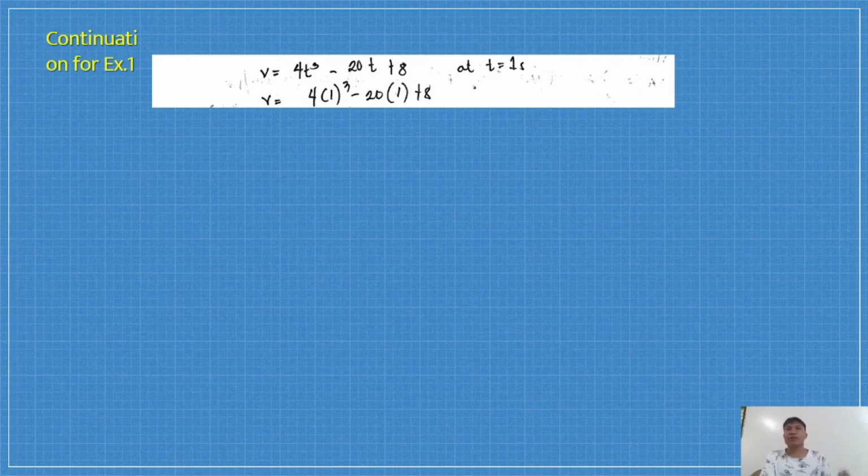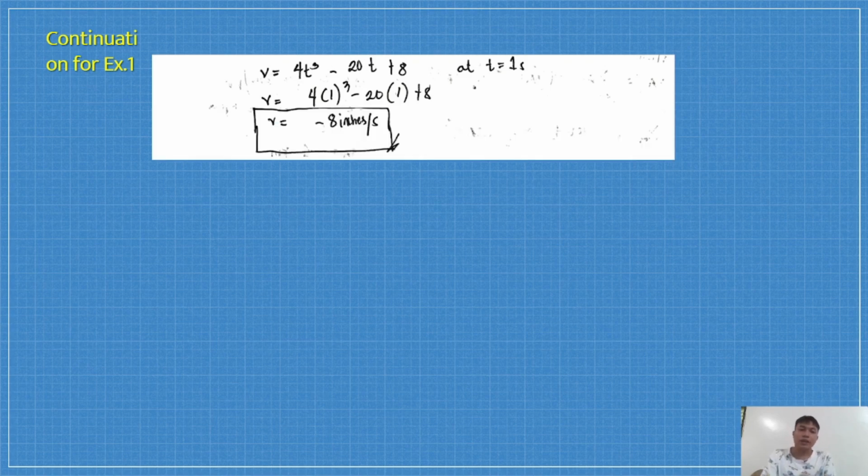And then, since we are given the time of 1 second, we have to substitute that in our derived equation, which is 4 times 1 to the cube minus 20 times 1 plus 8. So, it gives us negative 8 inches per second.